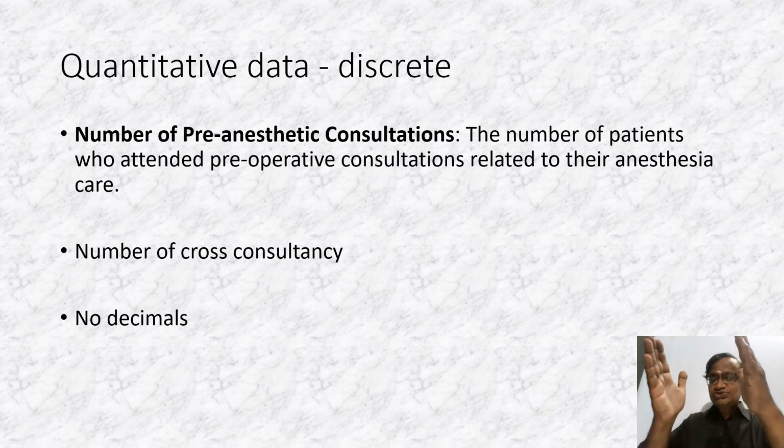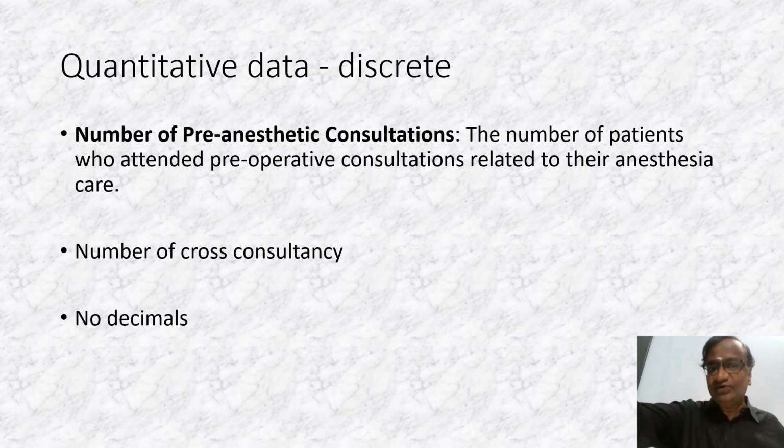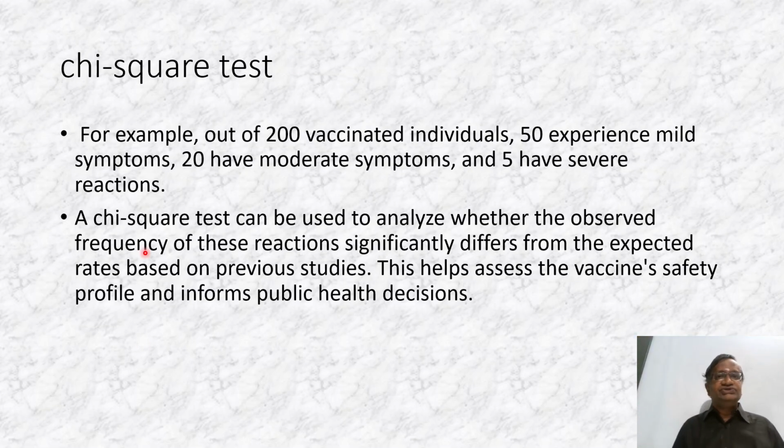21 students of this class, 22 students of this class, 21 plus 22, total is 43. That we cannot do in ranking, in the previous ordinal data. Are you able to understand? I'll come back again. So again, the chi-square test is the test for this.